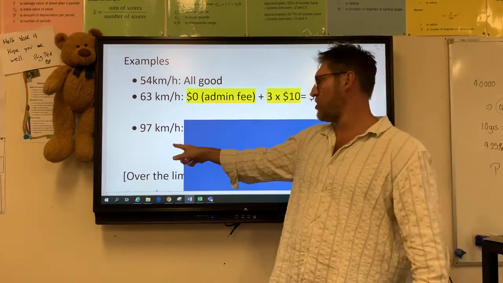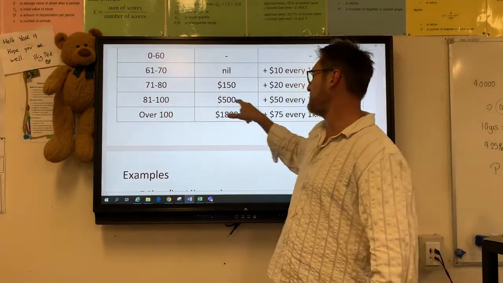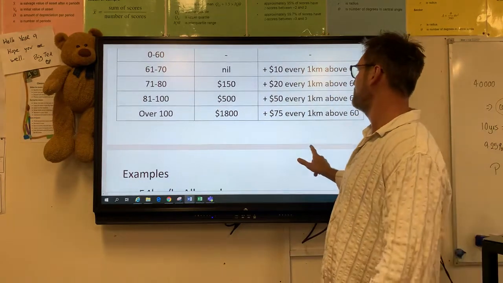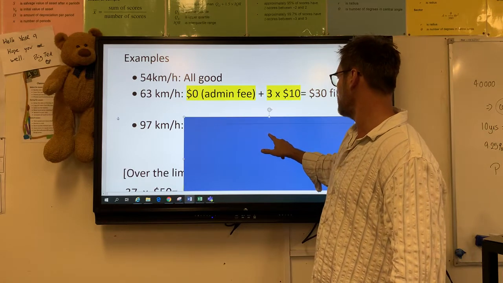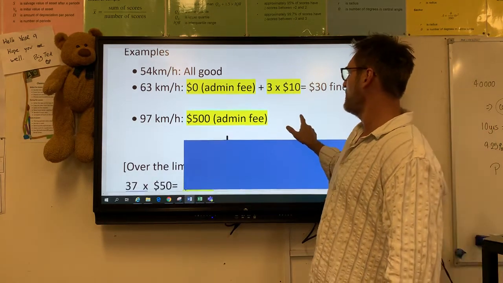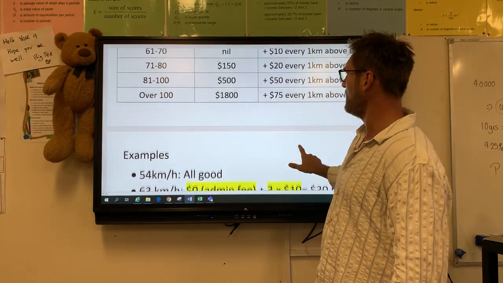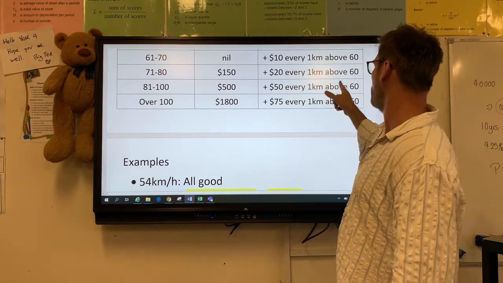However, this guy's doing 97. How much is his fine? He's in this one here. He has to pay $500 straight up. $500 fee. Wow, okay. And what else does he have to pay? He has to pay $50 for every kilometre above 60.